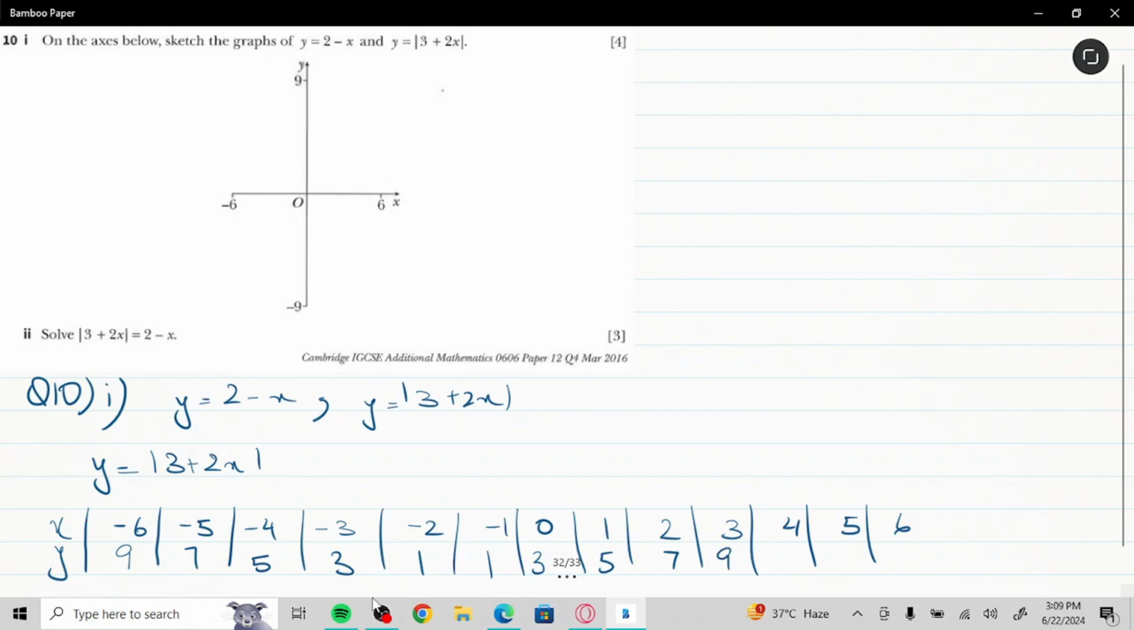And I won't take the rest of the values because 9 has come already. So no need for that. We are not going to exceed more than that.